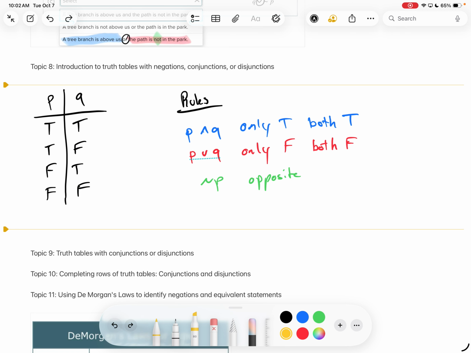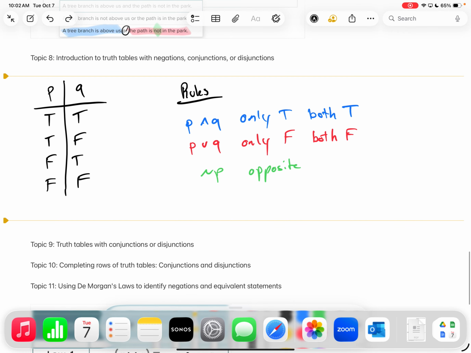But like I said, you've got to do whatever you can to help remember those different symbols, and then it makes truth tables pretty easy.